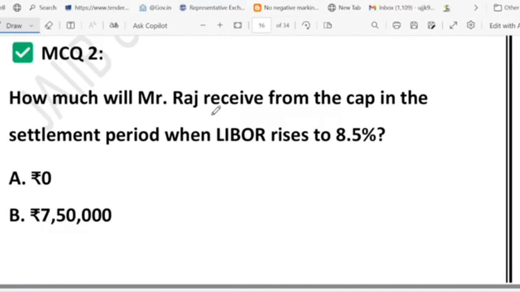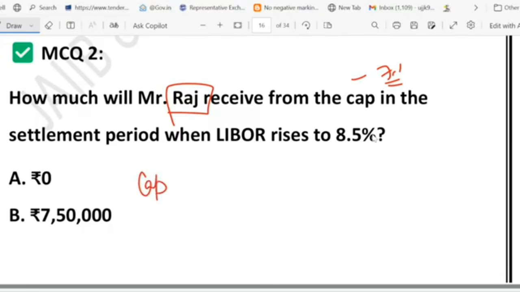Now, the question is, how much does Mr. Raj receive from the cap in the settlement period when LIBOR rises to 8.5%? Very good question. Friends, let's understand the concept first. When LIBOR rises above the cap rate, and the cap rate is 7%, Mr. Raj gets a payout from the cap seller. This compensates him for the extra interest he would otherwise have to pay on his loan.